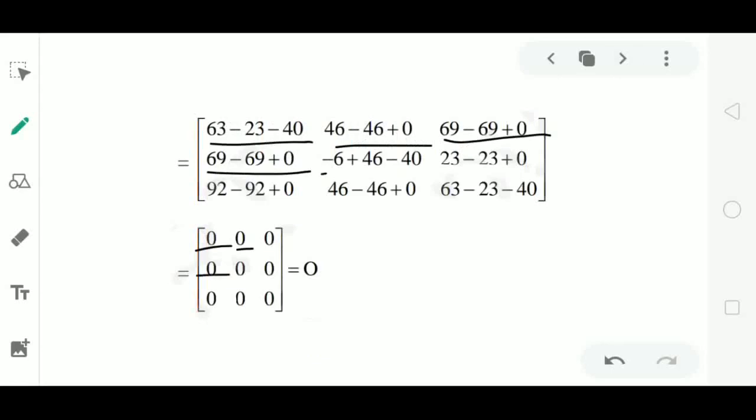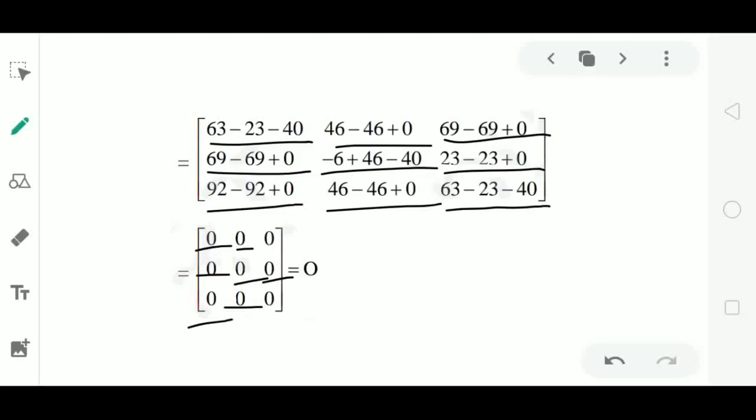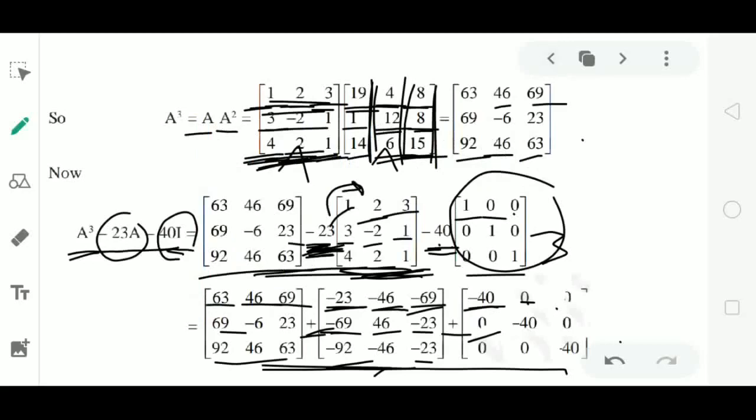Similarly, minus 46 plus 46 minus 40 is 0. 23 minus 23 plus 0 is 0. 92 minus 92 plus 0 is 0. 46 minus 46 plus 0 is 0. 63 minus 23 minus 40 is 0, which is nothing but a 0 matrix of order 3 and is denoted by O. Hence, we have proved that A cube minus 23A minus 40I is 0.